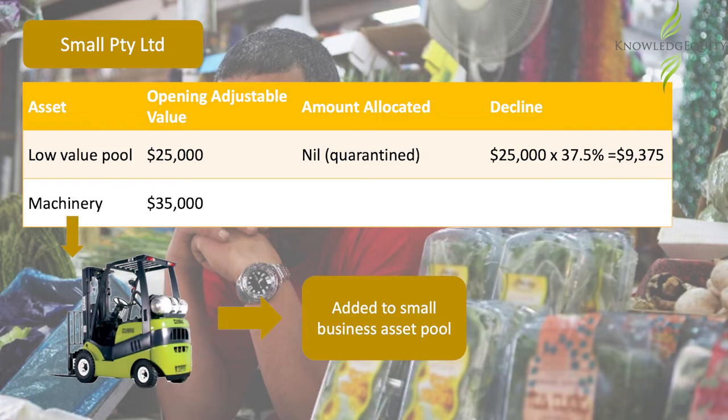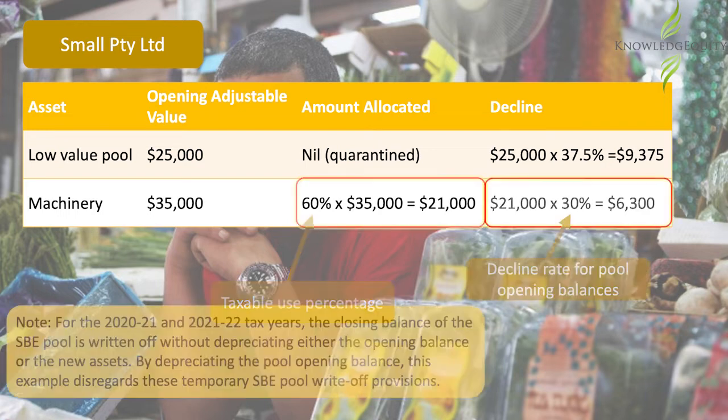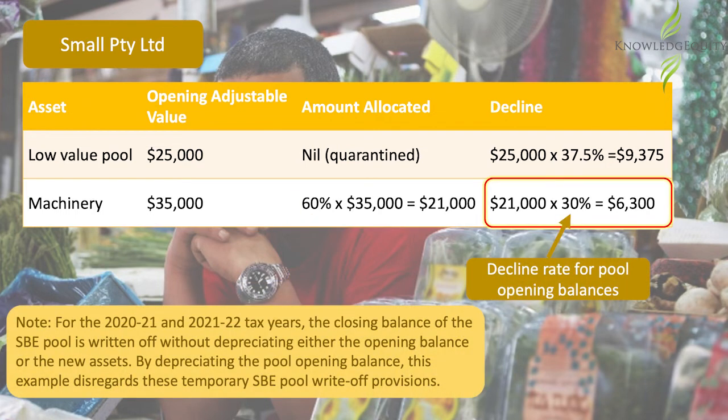All of Small Proprietary Limited's existing depreciating assets that were installed in the previous year and not in an existing pool are now allocated to the SBE pool. So the taxable use percentage of the machinery opening adjustable value is allocated to the SBE pool opening balance, and the decline rate for opening balances is applied.